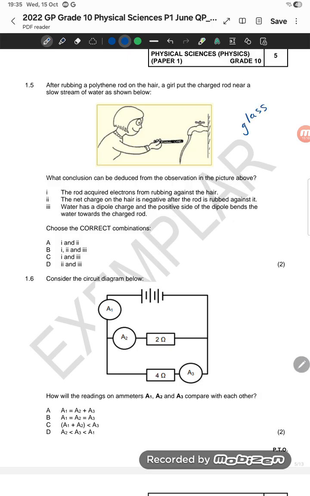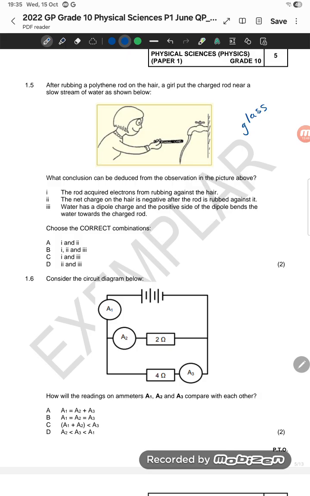Glass will pick up some of the static. Do it with a glass rod. I wonder if you can even do it with just a normal glass. Rub it on your hair, or rub it on wool or a cloth, and then put it against the stream of water from the tap. It's quite interesting. Science is doing, not just theorizing.